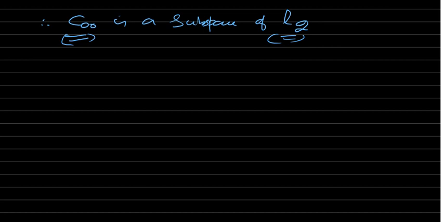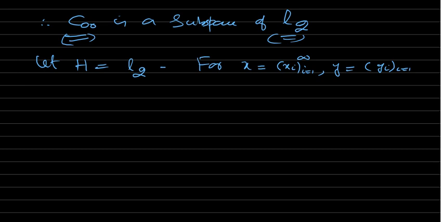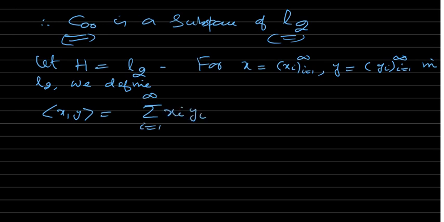Now let's take H equal to L2. L2, you know, is the space of sequences with square summable terms. So now we define an inner product on L2. We define the same function that we defined on C00: for x equal to (xi), i runs from 1 to infinity, and y equal to (yi), i runs from 1 to infinity, in L2, we define the inner product of x and y as the summation i runs from 1 to infinity of xi yi conjugate.